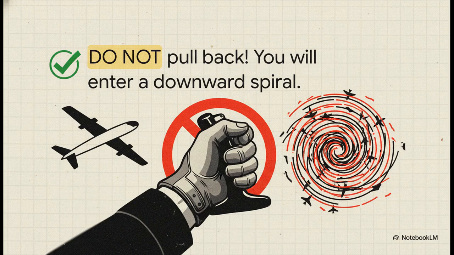So what's the actual fix? Maintain your current backward pressure, gently reduce your bank angle by about 10 to 15 degrees, and simply let the nose come back up to the correct attitude naturally. Only once it's up do you reapply that steep bank.